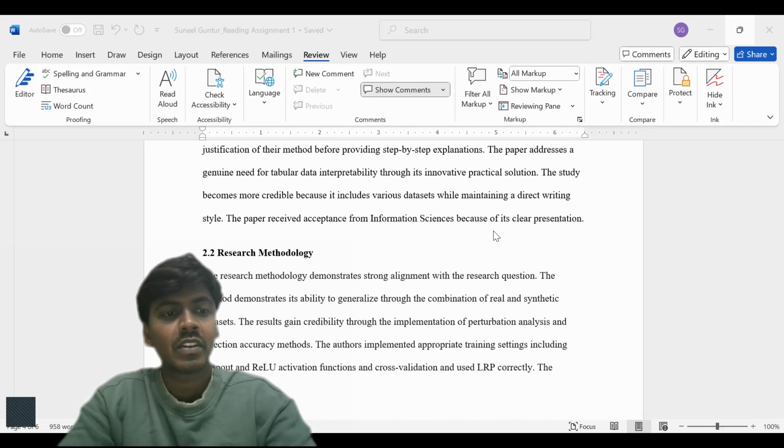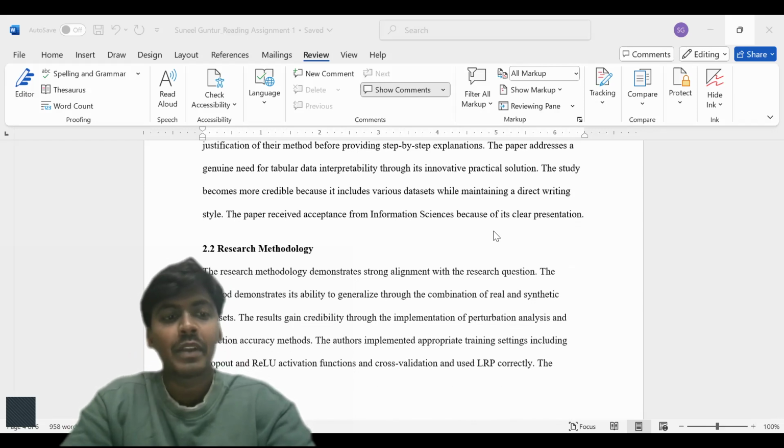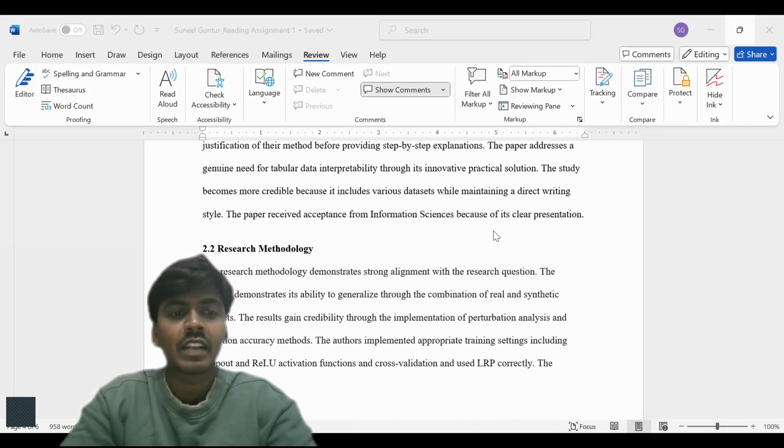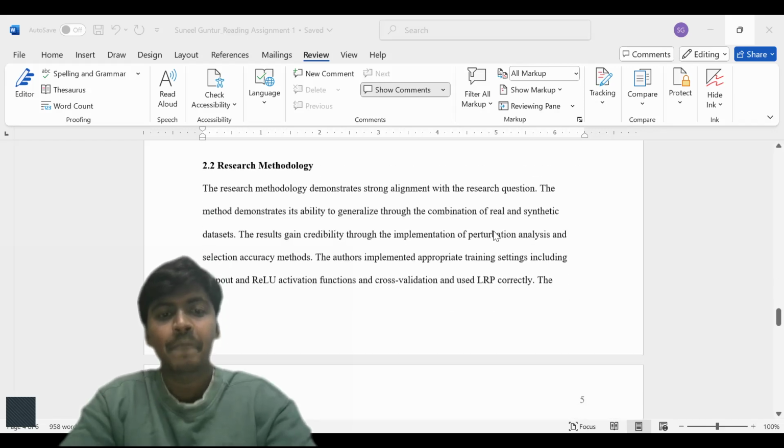Coming to the research methodology, it has a strong alignment with research questions, used a mixture of real and synthetic datasets, applied robust evaluation techniques like perturbation, accuracy, and checks, and used proper training, ReLU, dropout, cross validation, etc.